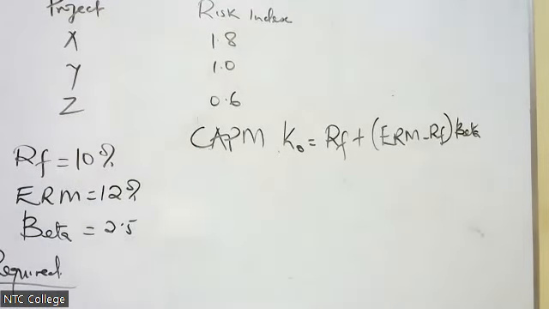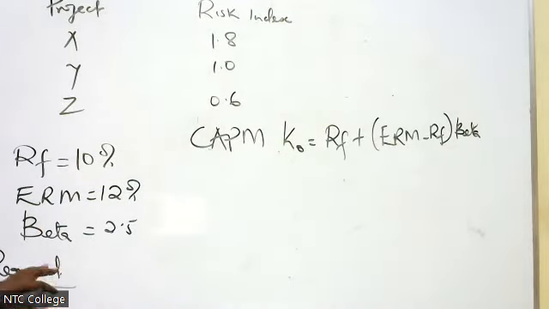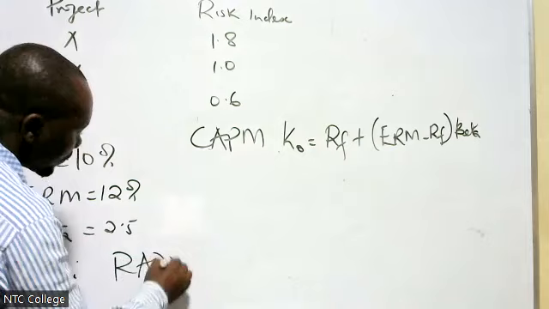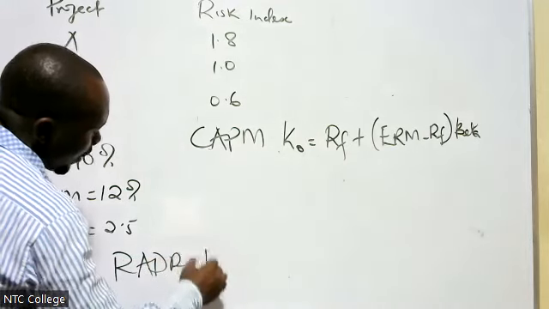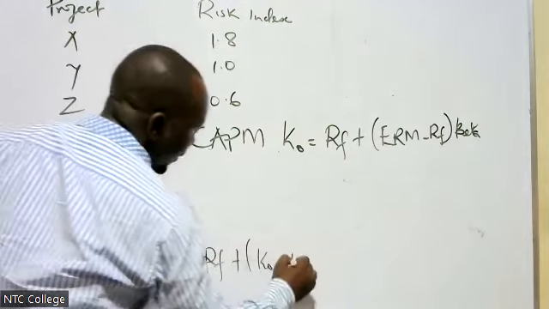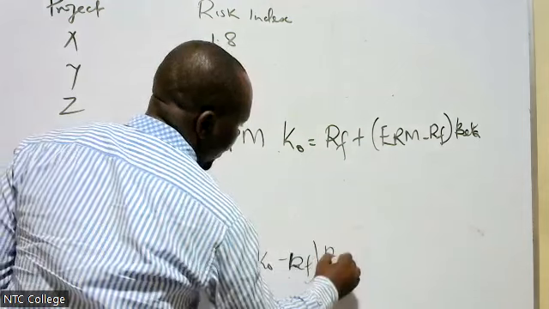So we are saying that even though this examiner wants us to start with getting the risk-adjusted rate of return, which is RAD, it is equal to RF plus, in bracket, Ko minus RF, into risk index.